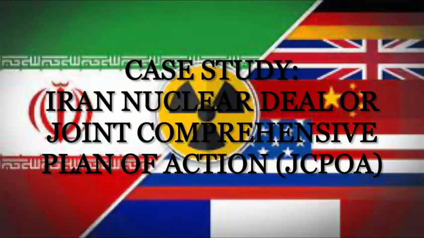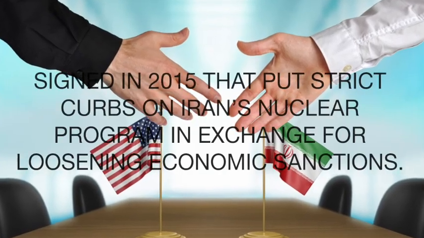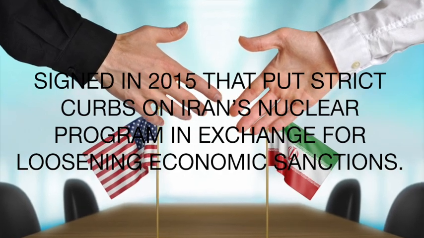Specifically, we're looking at the Iran nuclear deal, also called the Joint Comprehensive Plan of Action, as a case study. But what is the JCPOA? It's a landmark agreement signed in 2015 that puts strict curbs on Iran's nuclear program in exchange for loosening economic sanctions.